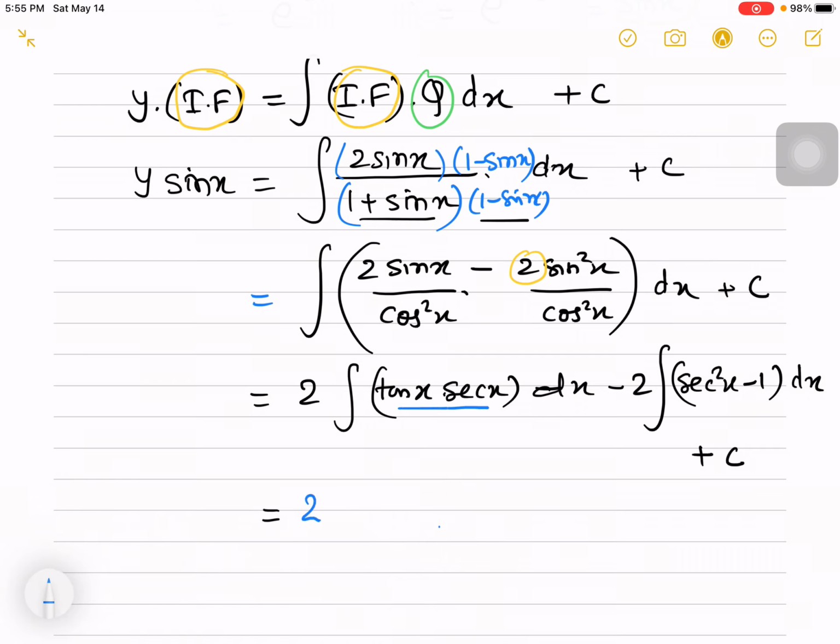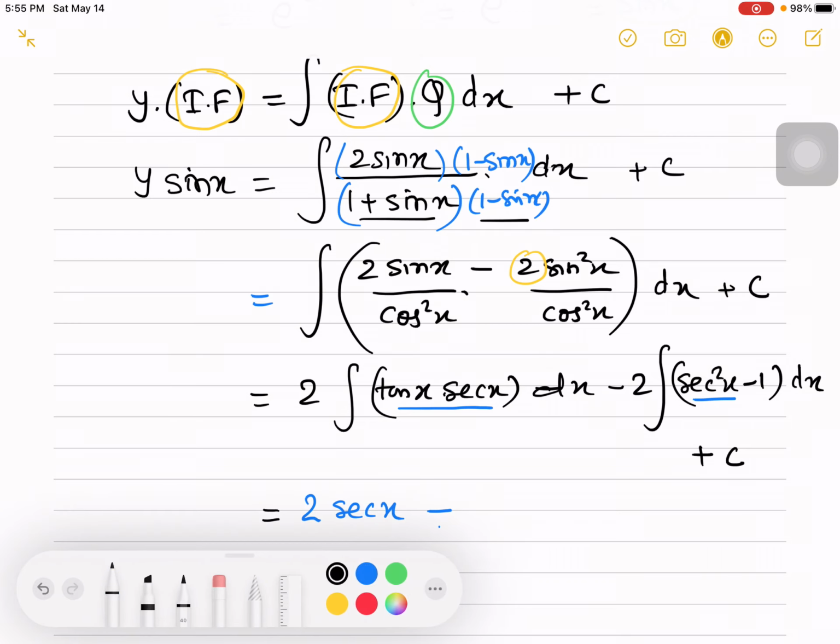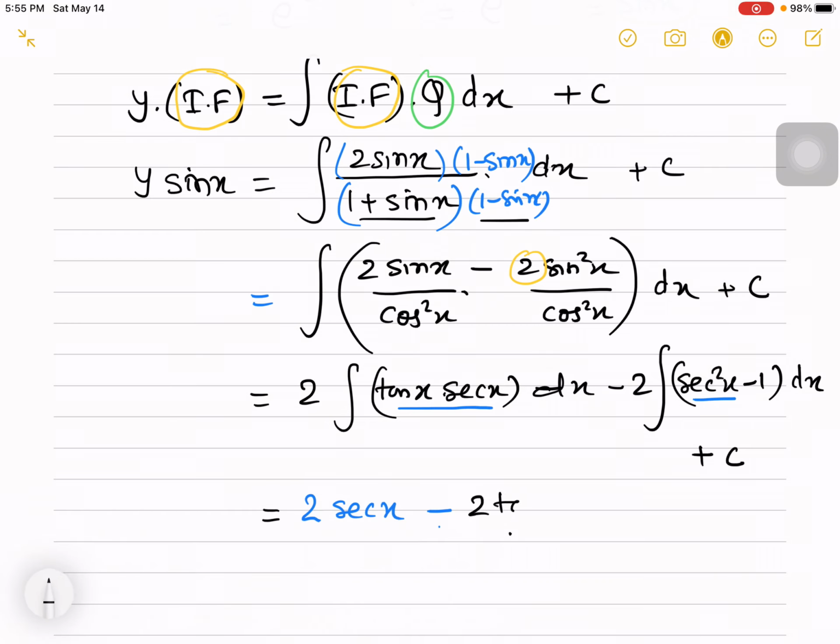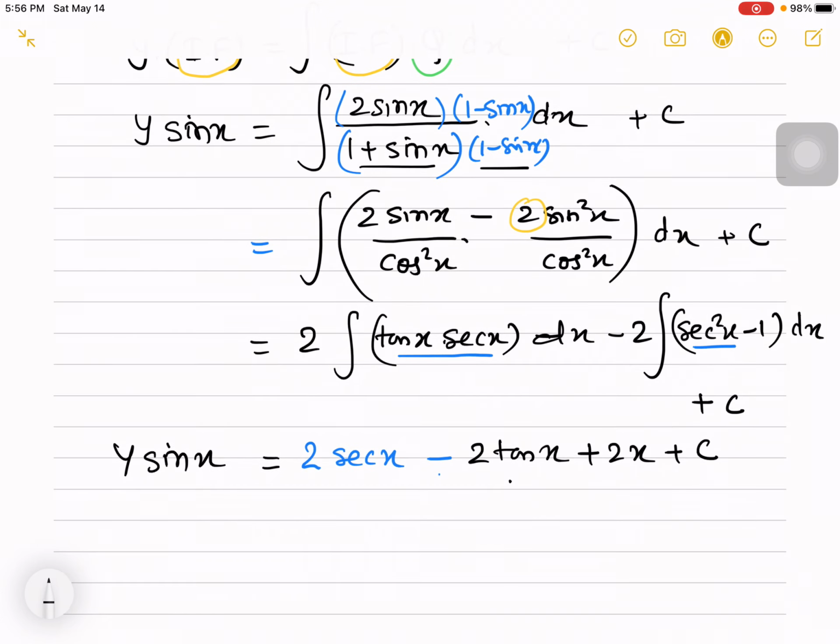The integration of tan x sec x is sec x. The integration of sec square x is tan x, so 2 tan x, and minus 1, the integration of 1 is x, so it will be plus 2x plus constant. Y sin x is equal to this, which is the solution for this equation. But now it is the general solution.